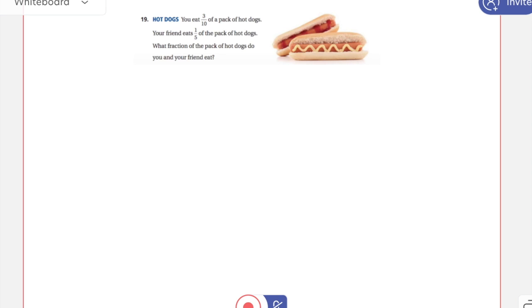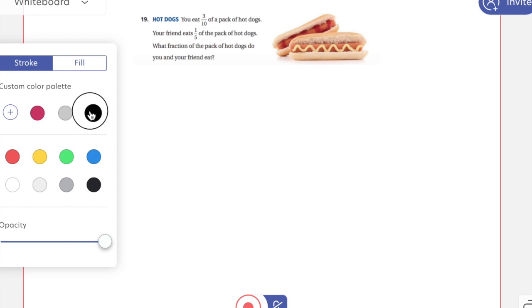It's a word problem that I think you guys could do. Let's break it down. We're dealing with hot dogs. Any hot dog lovers out there? I know one of my best friends, Haley, is obsessed with hot dogs. Shout out to my friend Haley.